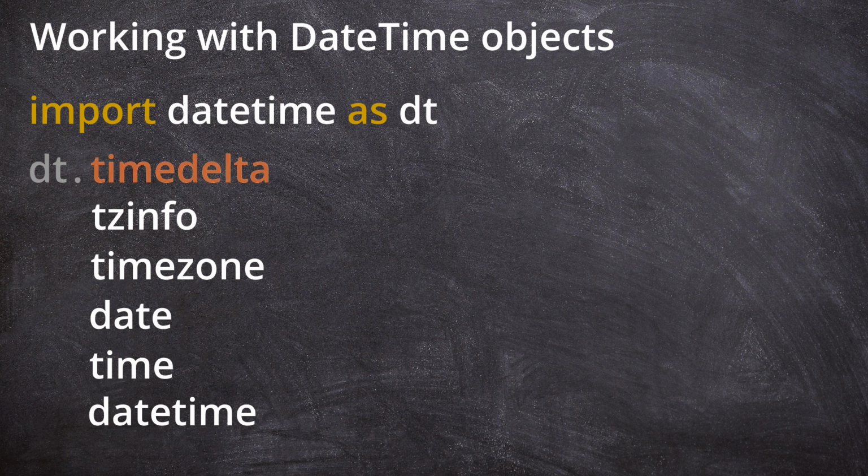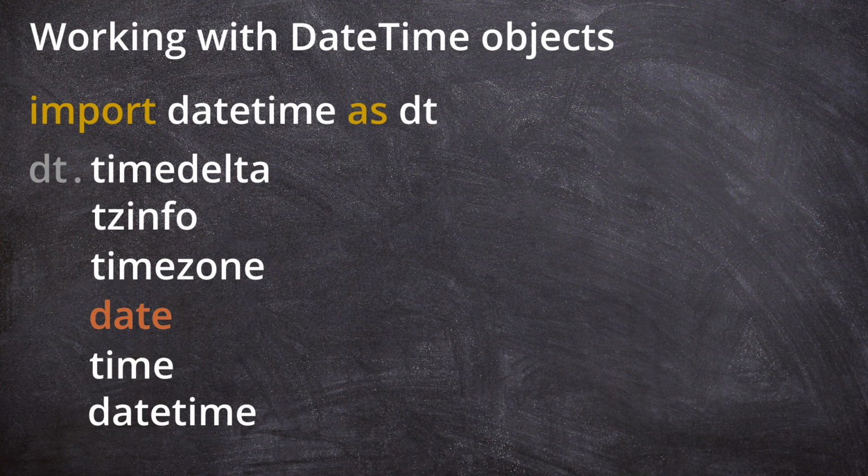The timedelta object handles the representation of a time interval. This means the time period between the start time and the end time. The tzinfo and timezone objects are able to store information about time zones. In conjunction with the datetime and time objects, they allow specifying time data, among other things, with regard to daylight saving time.